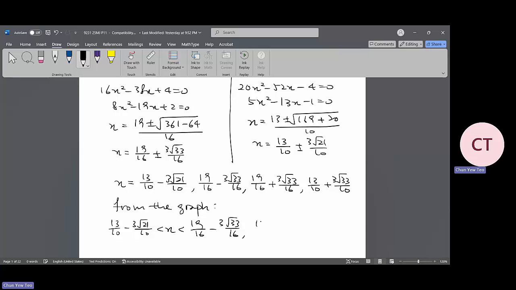Another one will be 19 over 16 plus 3 square root of 33 over 16. And this one is 13 over 10 plus 3 square root of, oh, I made a mistake, this is a 21, 21 over 10. Done. So this is your final answer.